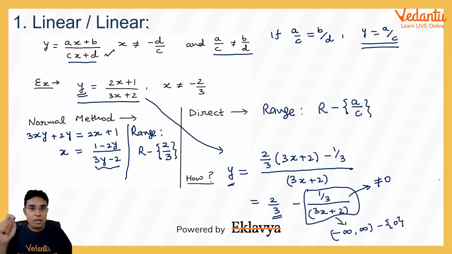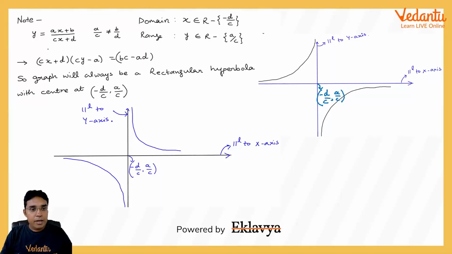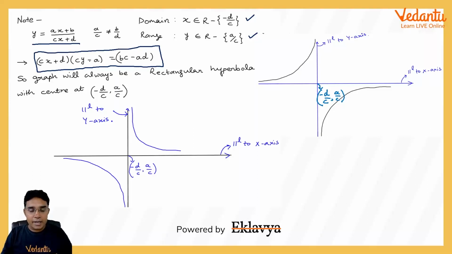But I will tell you one more approach to think of the same thing, that is the graphical method, and please see what exactly it is. Suppose we have this function and we are already aware that the domain is R minus d upon c and the range is y belongs to R minus a upon c. Now dear all, if you do the cross multiplication and some manipulation, you will be able to write this expression like this. Let me tell you how you can write it directly also.